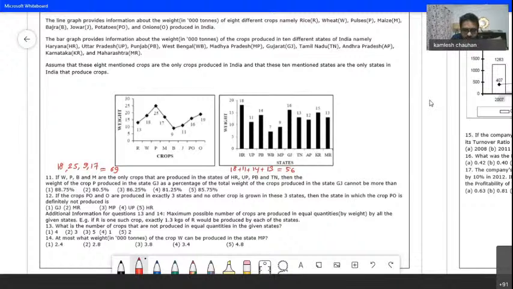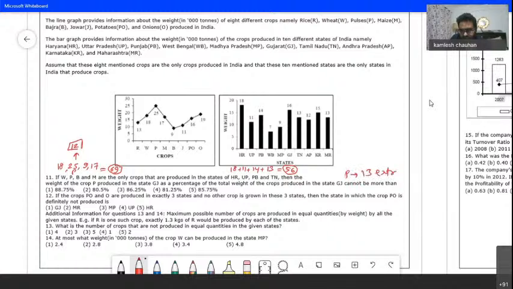Then weight of crop P produced in GJ as percentage of total weight of the crops produced in state GJ cannot be more than. So maximum how much can we produce of P in GJ? So total is 69 of some of these 4 crops, and here we are producing 56. So minimum how much is left? 13. So from P, this 25, at least how much? 12 has to be there here. So we can have 13 extra.